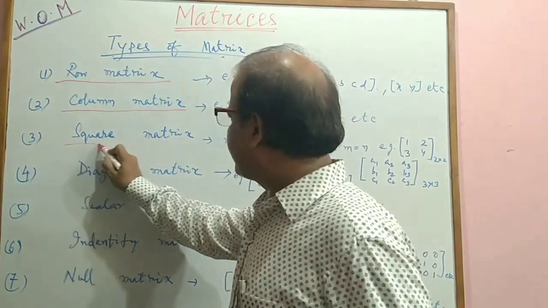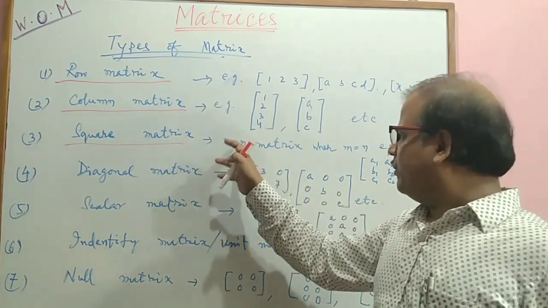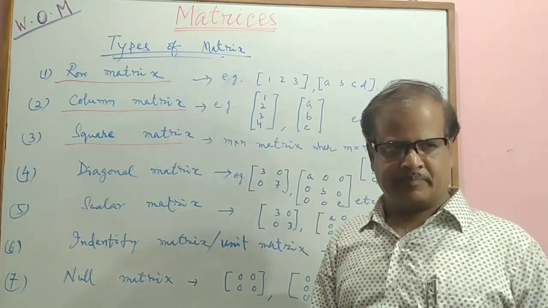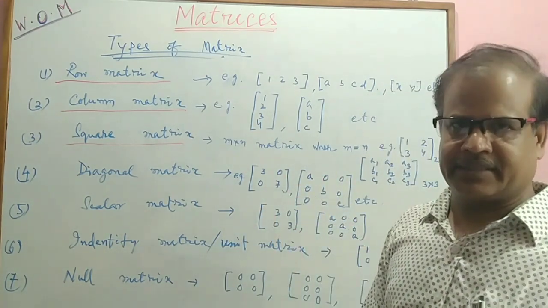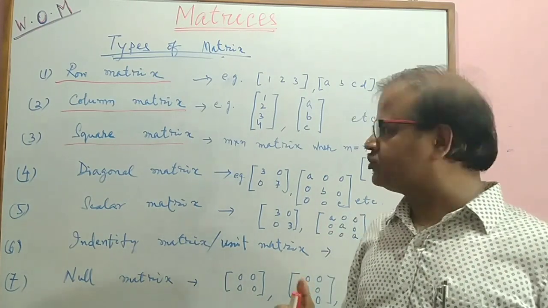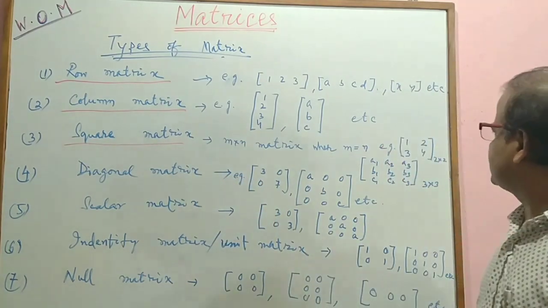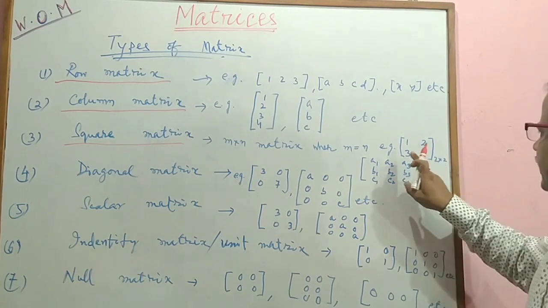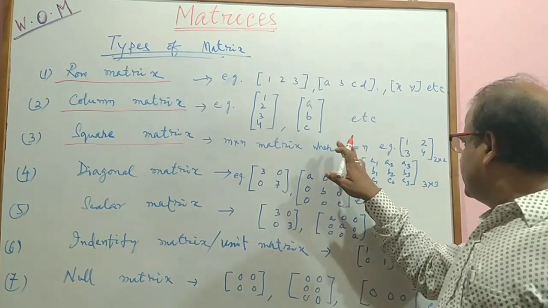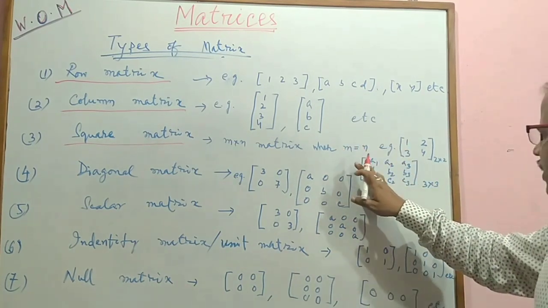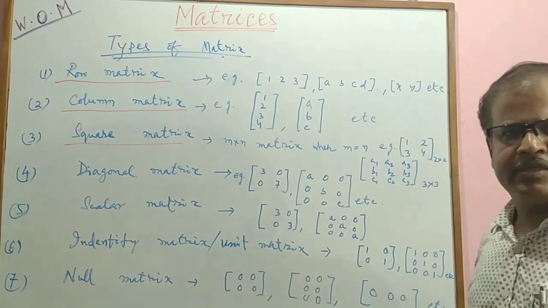The third one is the square matrix. A square matrix is an m by n matrix where m is equal to n. It is also called an n by n matrix, or a square matrix of order n. Here the example 1, 3, 2, 4 is a square matrix of order 2. The second one is a1, a2, a3, b1, b2, b3, c1, c2, c3, which is a square matrix of order 3.